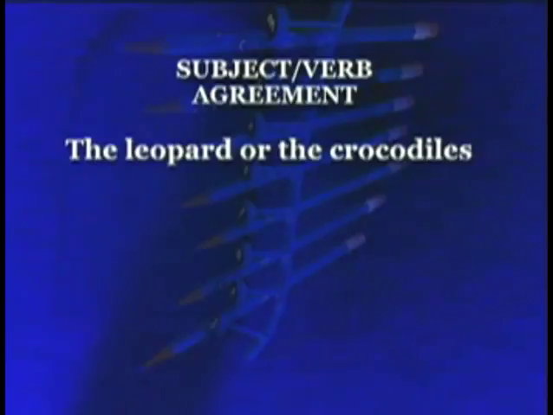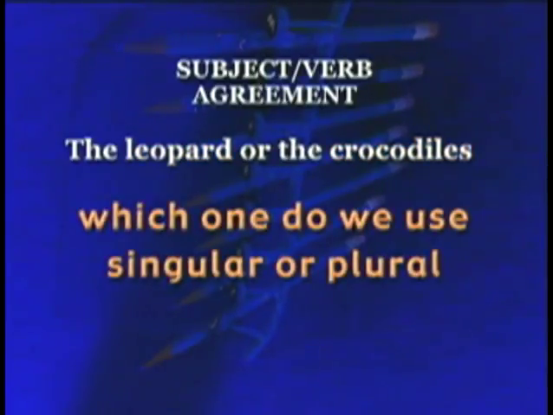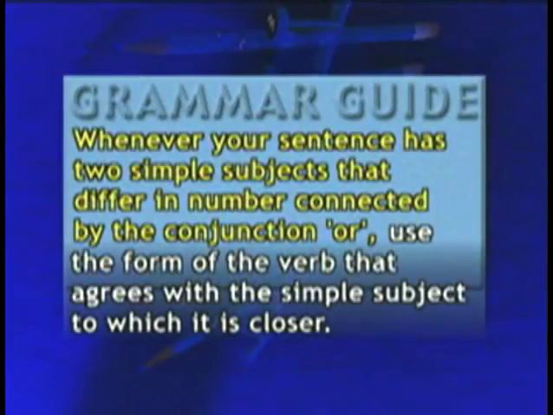Now let's suppose our subject becomes the leopard or the crocodiles. Here we have two simple subjects, but one, leopard, is singular and the other, crocodiles, is plural. So what form of the verb do we use, singular or plural? It just so happens we have a rule to guide us when a problem like this comes up. Whenever your sentence has two simple subjects that differ in number connected by the conjunction or, use the form of the verb that agrees with the simple subject to which it is closer.